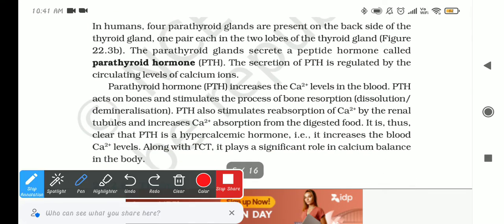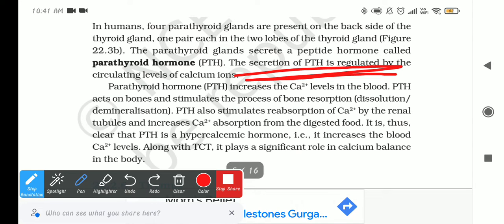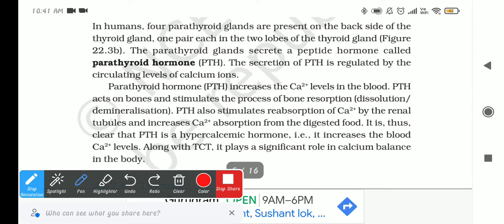We have four parathyroid glands present on the back side, the dorsal side, of our thyroid gland, one pair on each of the two lobes of the thyroid gland. The parathyroid gland secretes a peptide hormone called parathyroid hormone, very simple. The secretion of PTH is regulated by the circulating levels of calcium ions in our body.